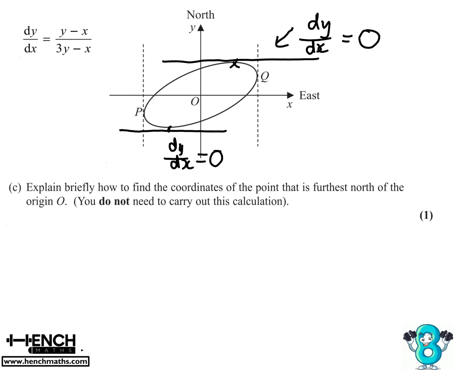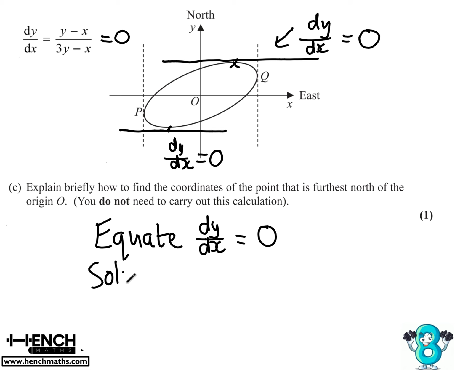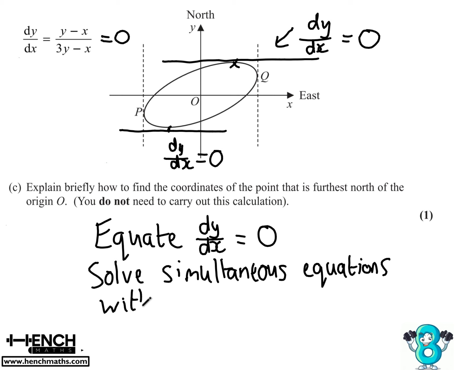Let's explain briefly. The first thing I would do is equate dy by dx to 0. If we equated dy by dx to 0, that would create the equation y subtract x equals 0, the numerator, and then we could say that y equals x. We would then solve y equals x simultaneously with the previous function, so we would solve simultaneous equations with y equals x and the original function.